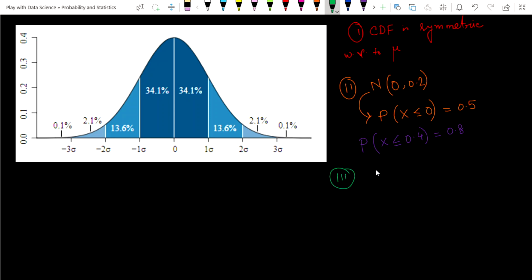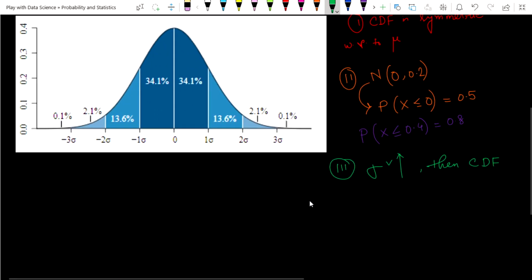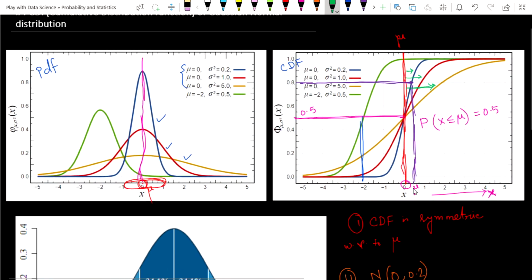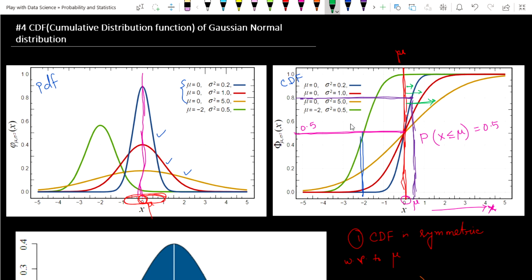So our third observation is, if we increase the sigma square value, then the cumulative distribution function, the CDF, will move far away from the mean. As we increase the standard deviation, our cumulative distribution function will be flatter and flatter. And with a smaller standard deviation, the CDF will be much steeper around our mean. That's the third comparison.